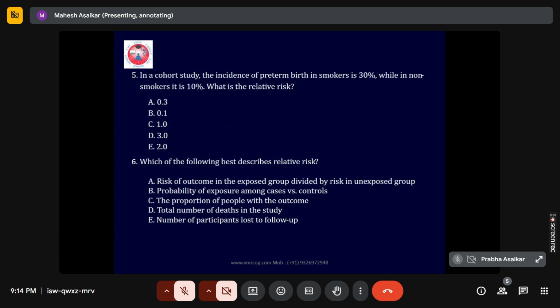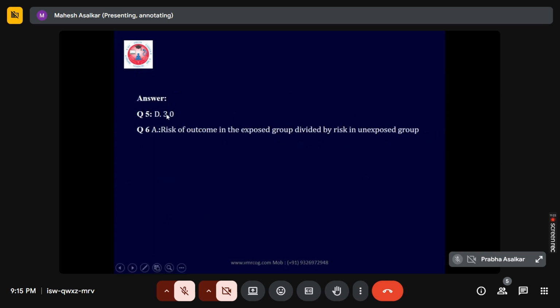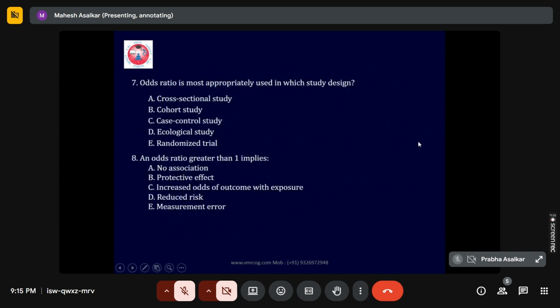Sir, option A, risk of outcome in the exposed group divided by risk in the unexposed group. Yes, that is what relative risk is. Generally they ask you to calculate one of these risks. So question number 5 answer is D, 3, and question number 6 answer is A, that is risk of outcome in the exposed group divided by risk in the unexposed group. Okay, next question.